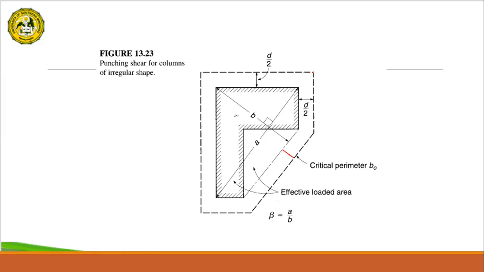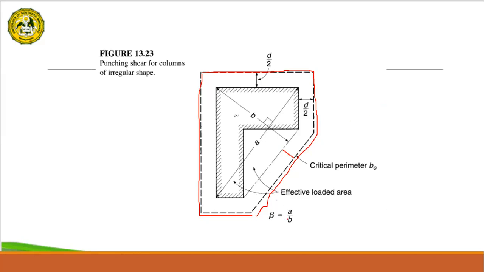So that the total perimeter here is this length plus this length, and this length plus this one, and so ilang sides lahat? 1, 2, 3, 4, 5 sides lahat. Yun yung i-compute na perimeter.